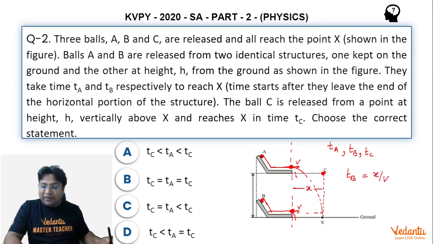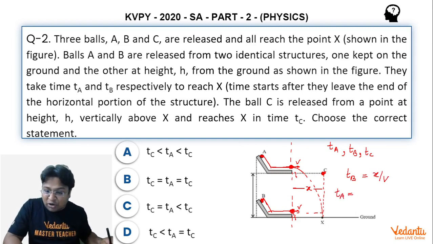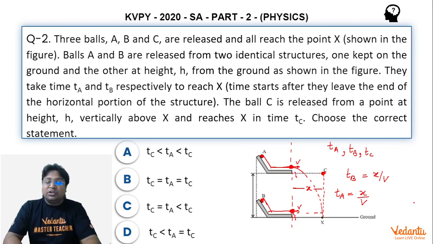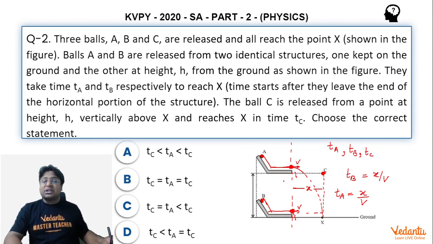And if I'm talking about ball A, I can write the time taken by ball A in two ways. If I consider the horizontal motion of ball A, then I can write this time as x by v. So this helps me to claim that TA will be equal to TB. Now, if I consider the vertical motion of ball A, the ball did not have any vertical velocity when it left this position. So this time should be written as root 2h by g, where h is this height.